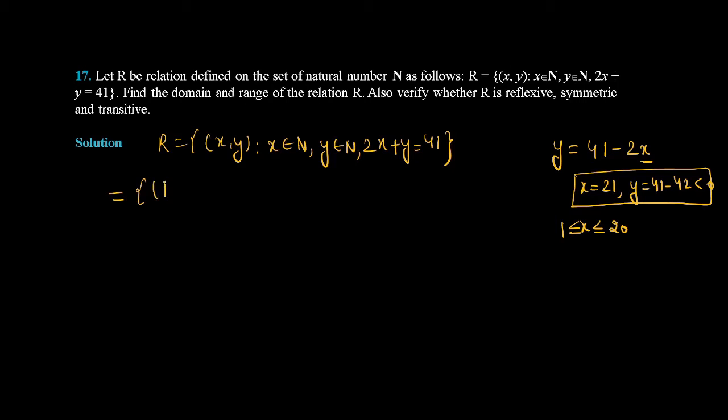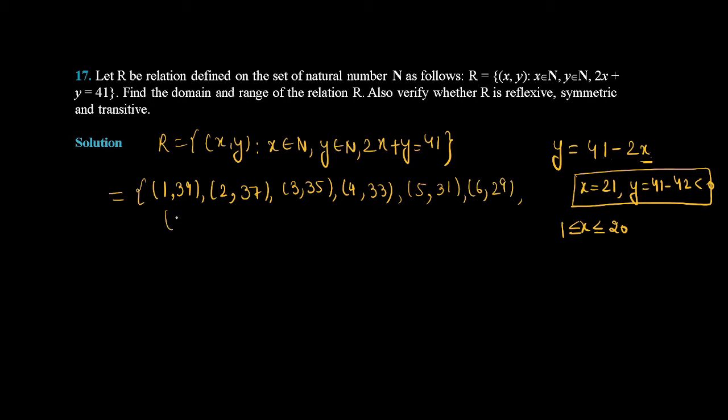If I take x = 1, then y will be 39. If x = 2, then y will be 37. If x = 3, then y will be 35. If x = 4, then y will be 33. We can put the value here and check: 41 minus 8 is 33. Similarly, if I put x = 5, then it will be 31. If x = 6, then y is 29. For x = 7, this will be 27. For x = 8, it will be 25.